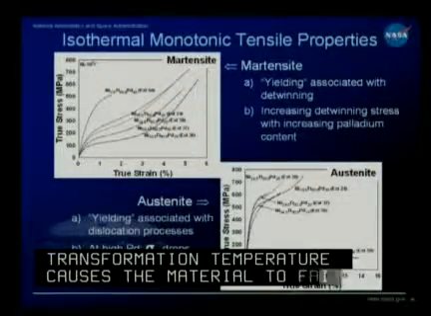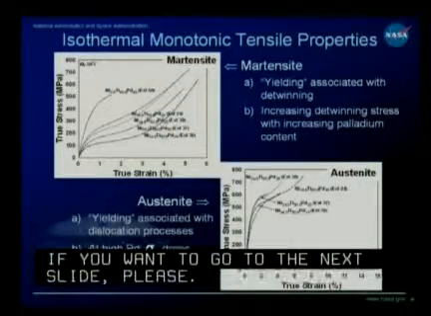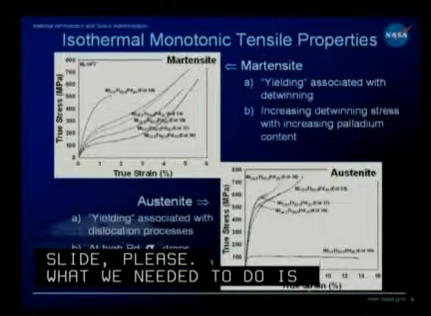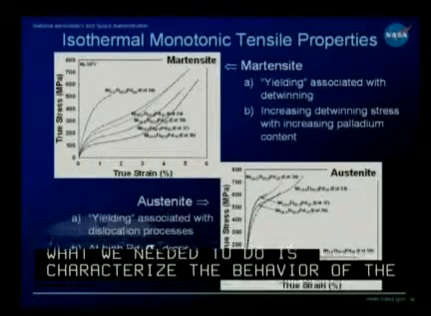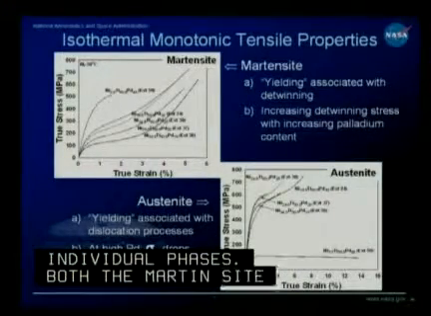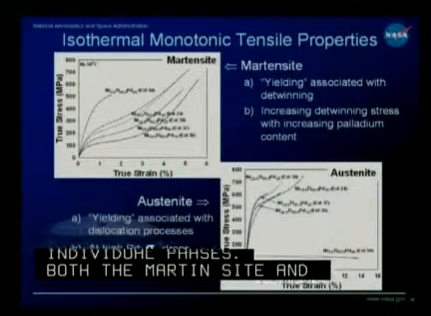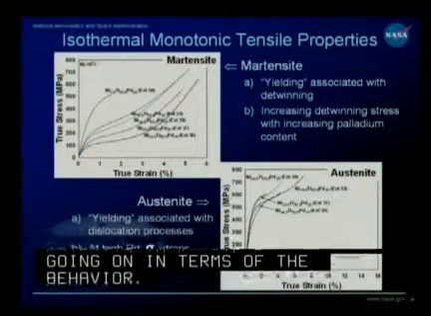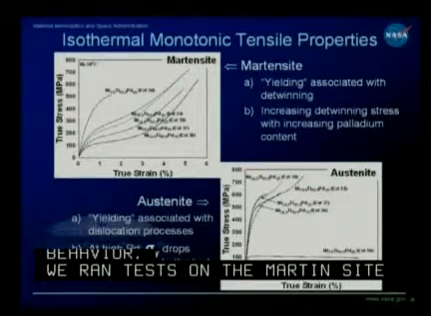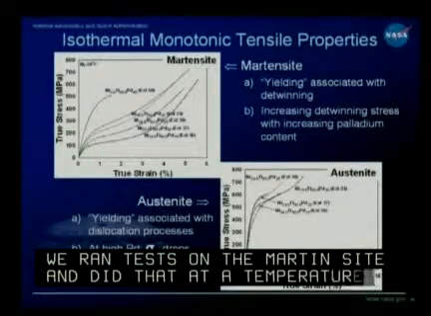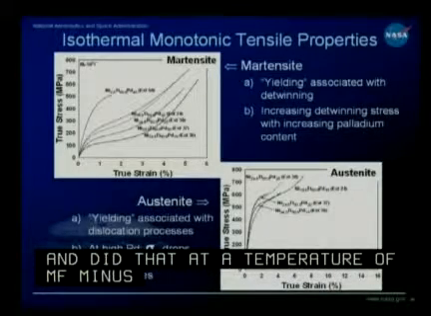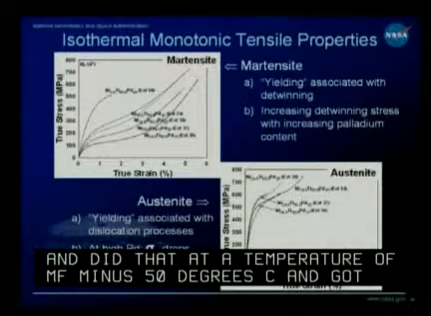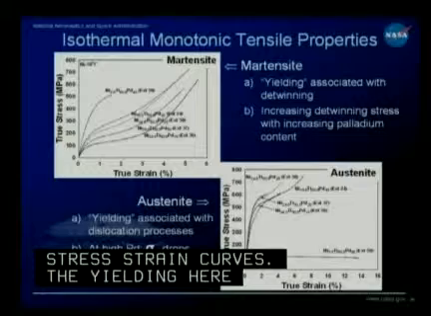What we needed to do is characterize the behavior of the individual phases, both the martensite and austenite, and figure out what was going on in terms of their mechanical behavior. So we just ran isothermal tensile tests on the martensite, and we did that at a temperature of the Mf minus 50 degrees C and got stress strain curves. In this particular case, what looks like a stress strain curve, the yielding here actually represents the onset of the de-twinning process in these materials.